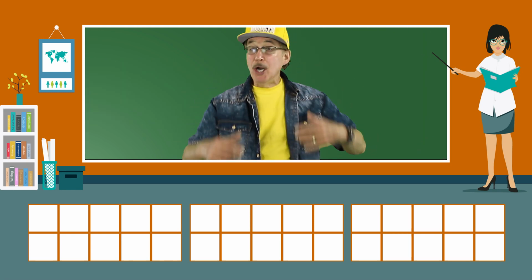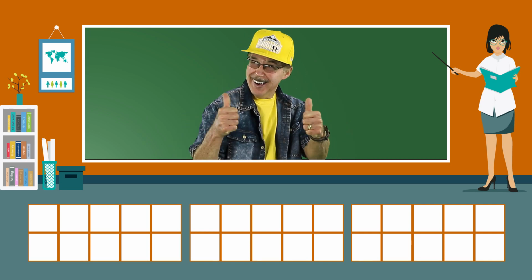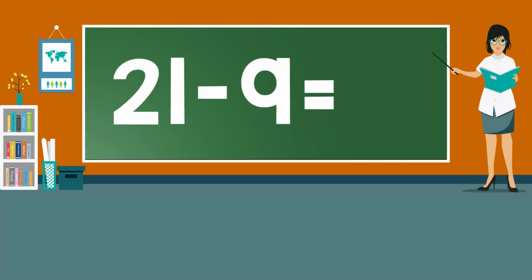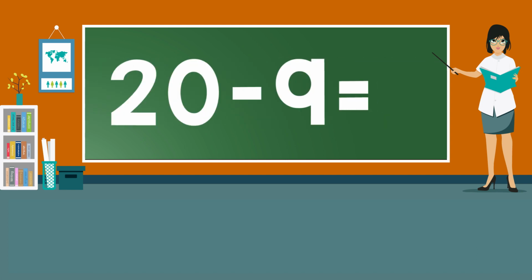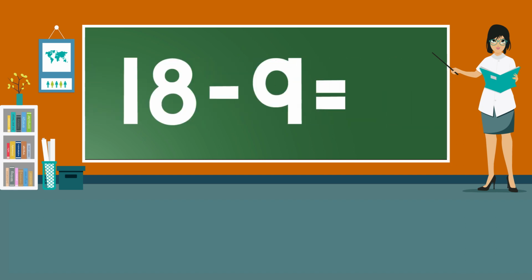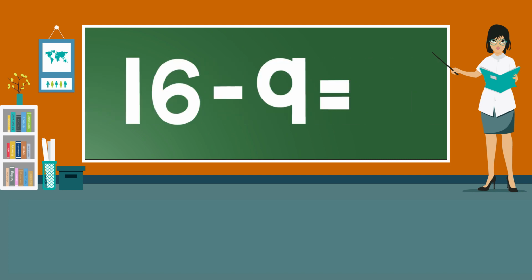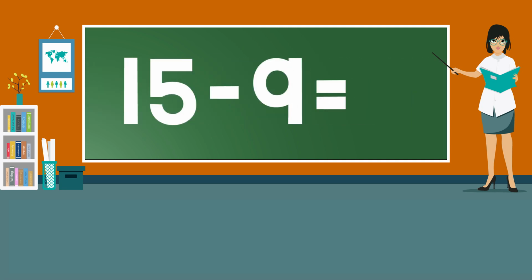Practice our subtraction facts. Now answer on your own. 21 minus 9 equals. 20 minus 9 equals. 19 minus 9 equals. 18 minus 9 equals. 17 minus 9 equals. 16 minus 9 equals. 15 minus 9 equals.